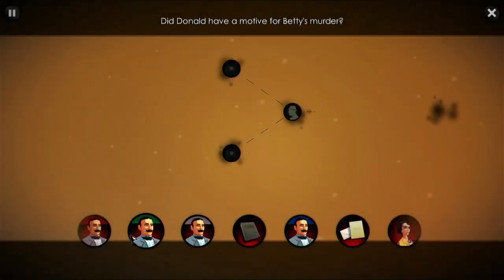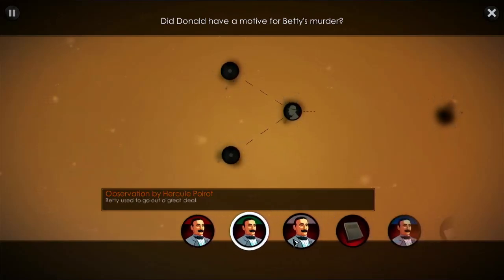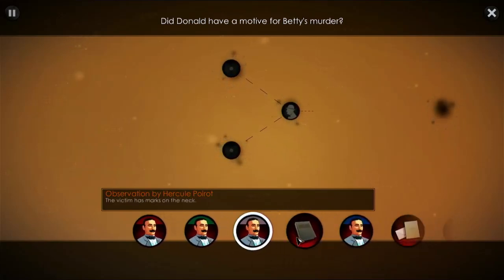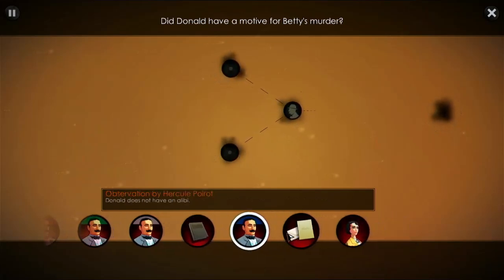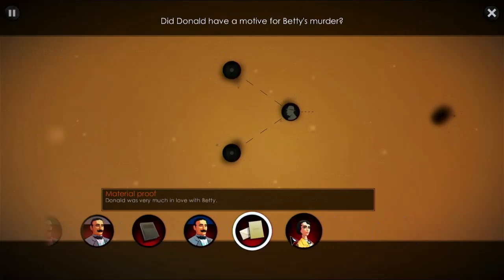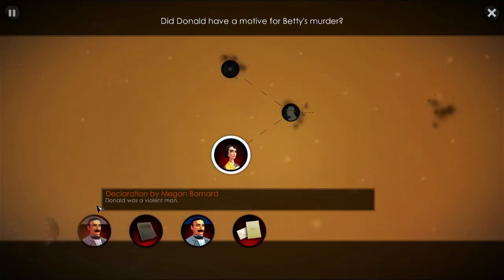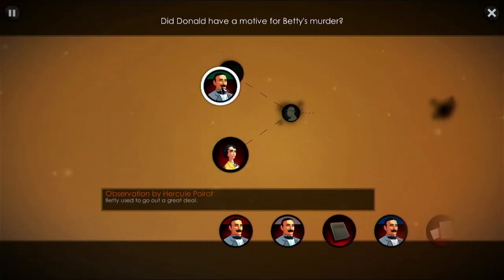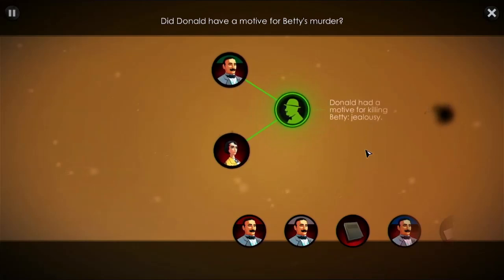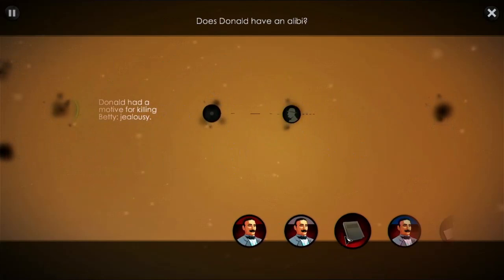Did Donald have a motive for Betty's murder? Well, she was stepping out on him. Betty used to go out a great deal. The victim had marks on her neck. Donald was very much in love with Betty. Donald could be violent. So he could be violent and she was stepping out a lot, I think. There we go. Donald had a motive for killing Betty. Jealousy.